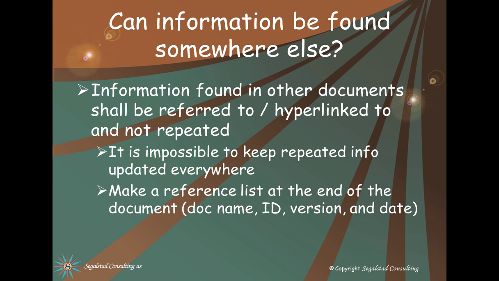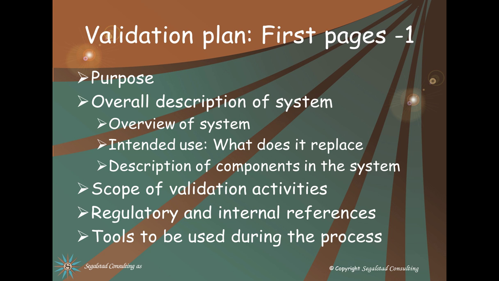First of all, can some information be found elsewhere? If you have information found in other documents in your organization, they shall be referred to or hyperlinked to and not repeated in your validation plan. The reason for that is that it is impossible to keep repeated info updated everywhere. So make a reference list at the end of the document with document name, ID, versions, and dates for the references.